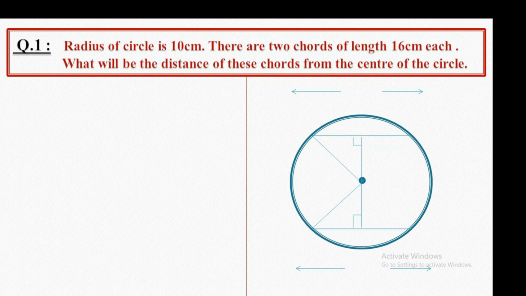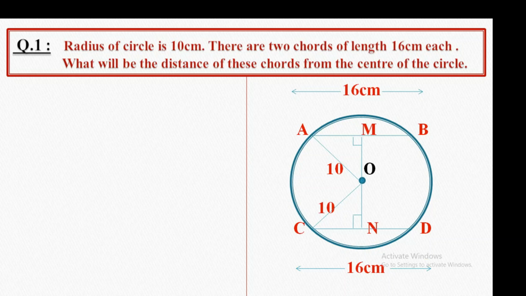That means we have to find the distance from the center to the chord. So AB is the chord, right? CD is the other chord of 16 centimeter each, that is given to us. The radius of the circle is given to us, 10 centimeter. We are considering that OM is perpendicular to the chord AB. Therefore, M is the midpoint of the chord AB. Similarly, ON is perpendicular to the chord CD and therefore N is the midpoint of the chord CD.